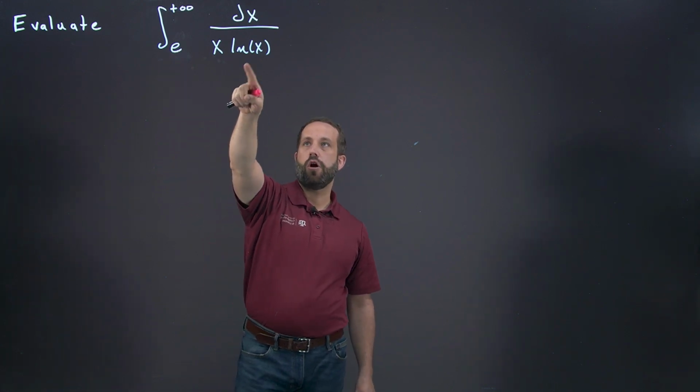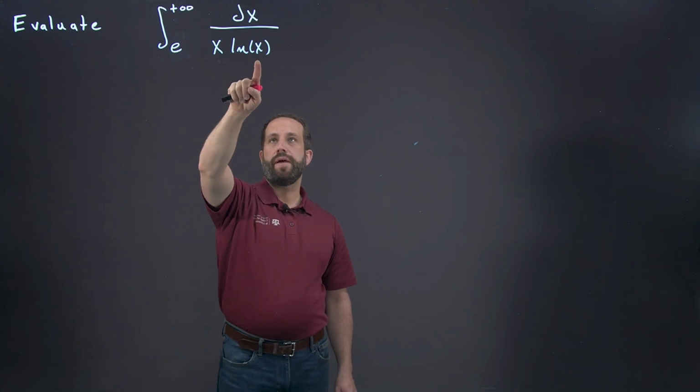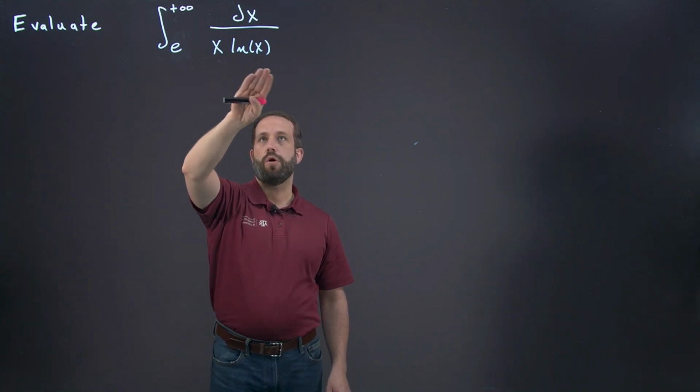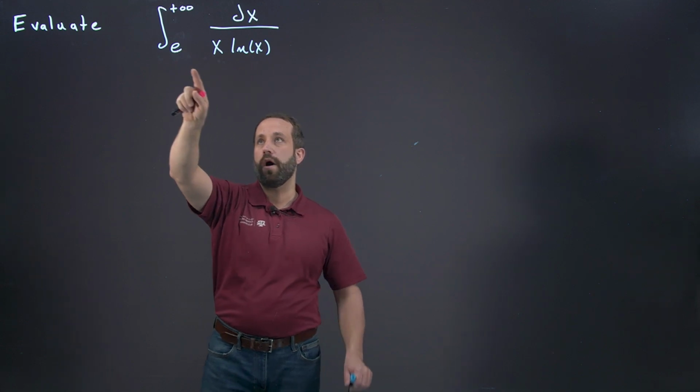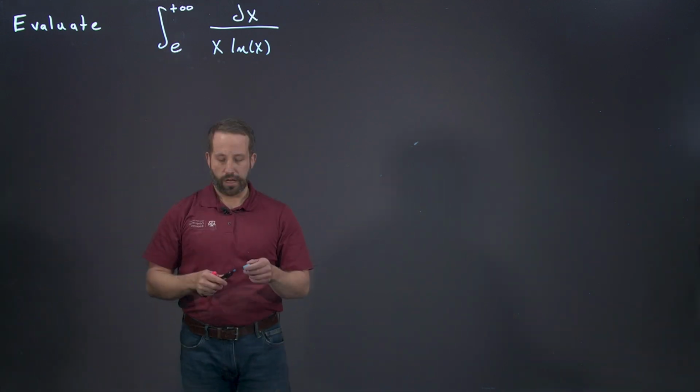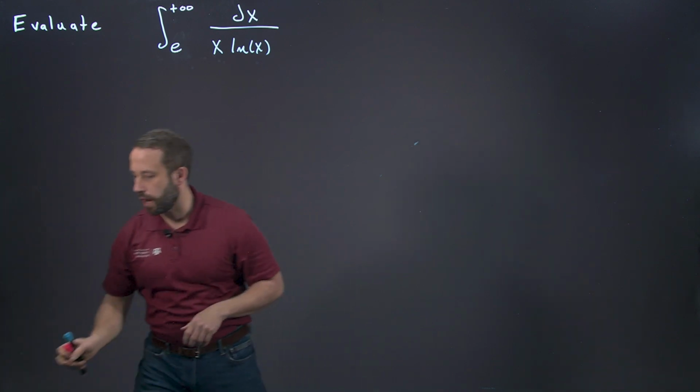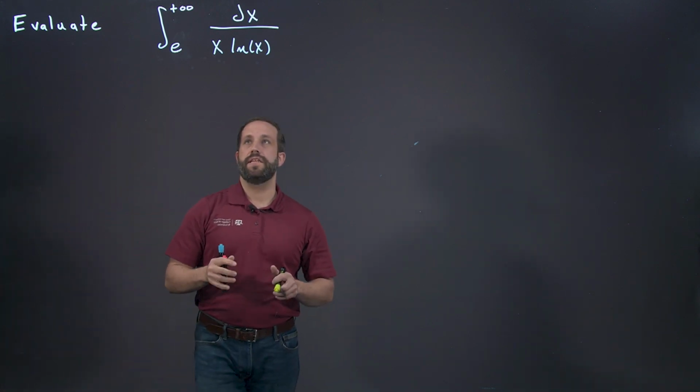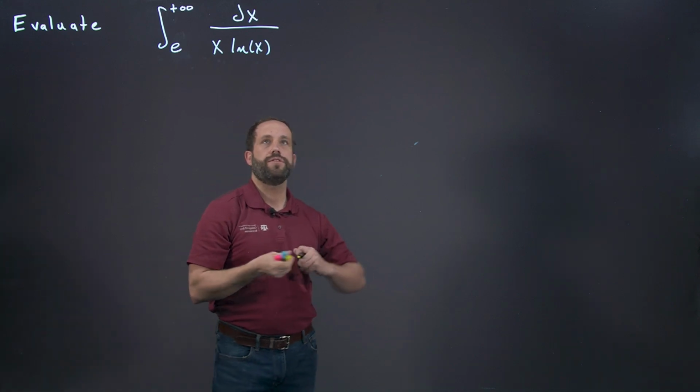Also, natural log of 1 is 0. And so we have to make sure we're not integrating over that. So we're not integrating over where x is equal to 1. But we're not because the integral starts at e, and e is bigger than 1. OK, so then this is an improper integral. But the only reason it's an improper integral is because we're integrating to infinity.